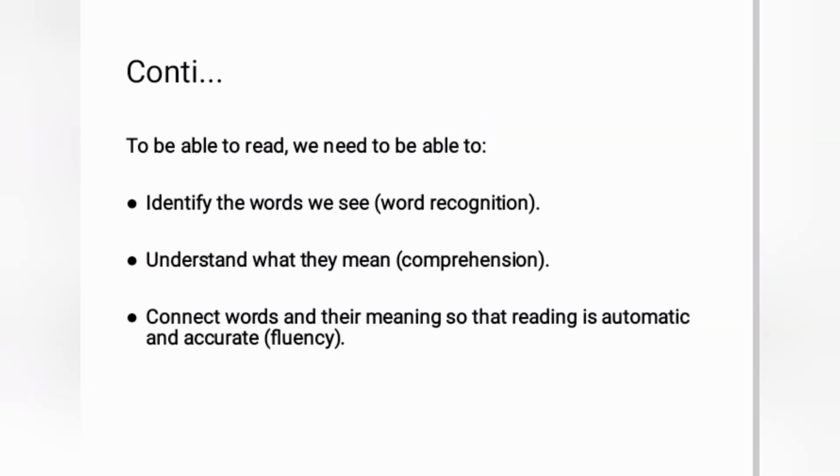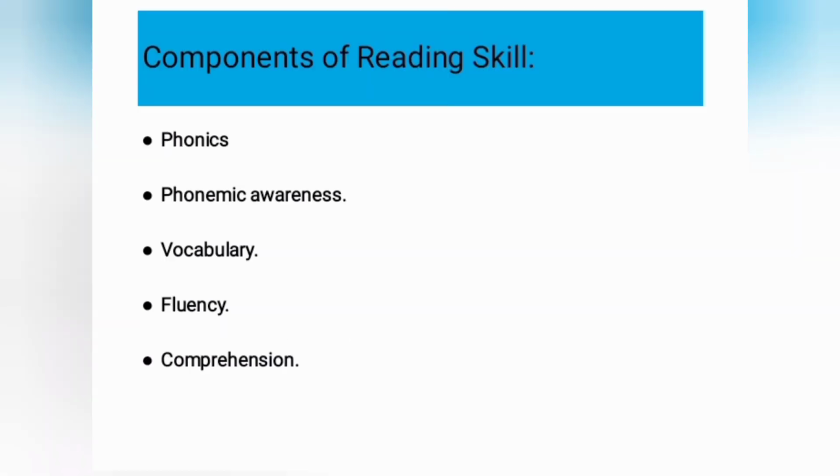To be able to read, we need to be able to identify the words we see. It means word recognition. Understand what they mean. It means understanding the comprehension. Connect words and their meanings so that reading is automatic. Phonics is the most important part of reading, which helps us in fluent reading.